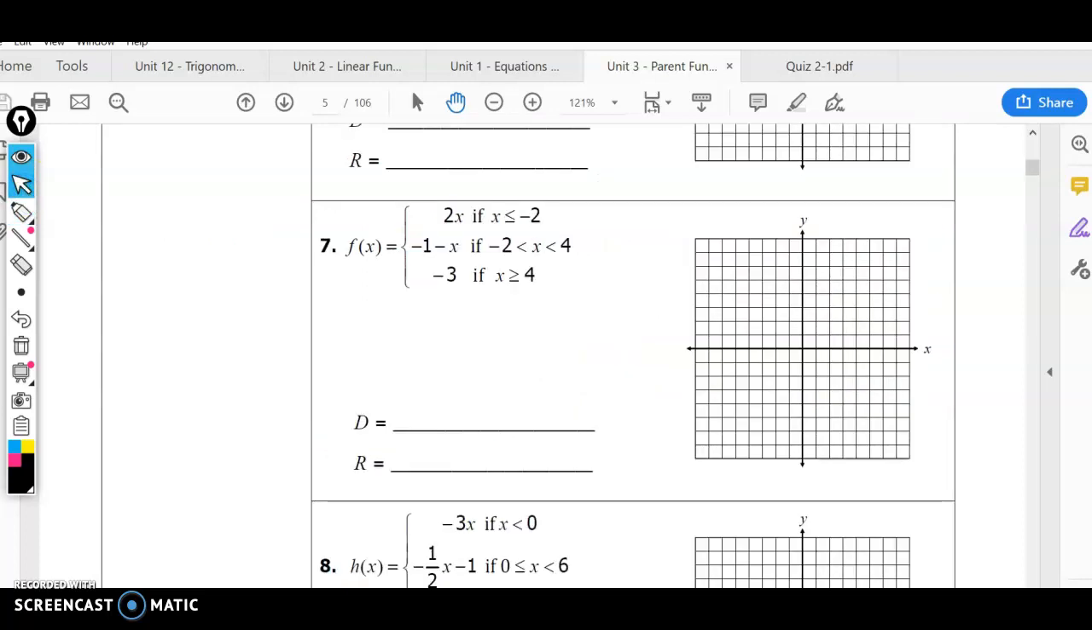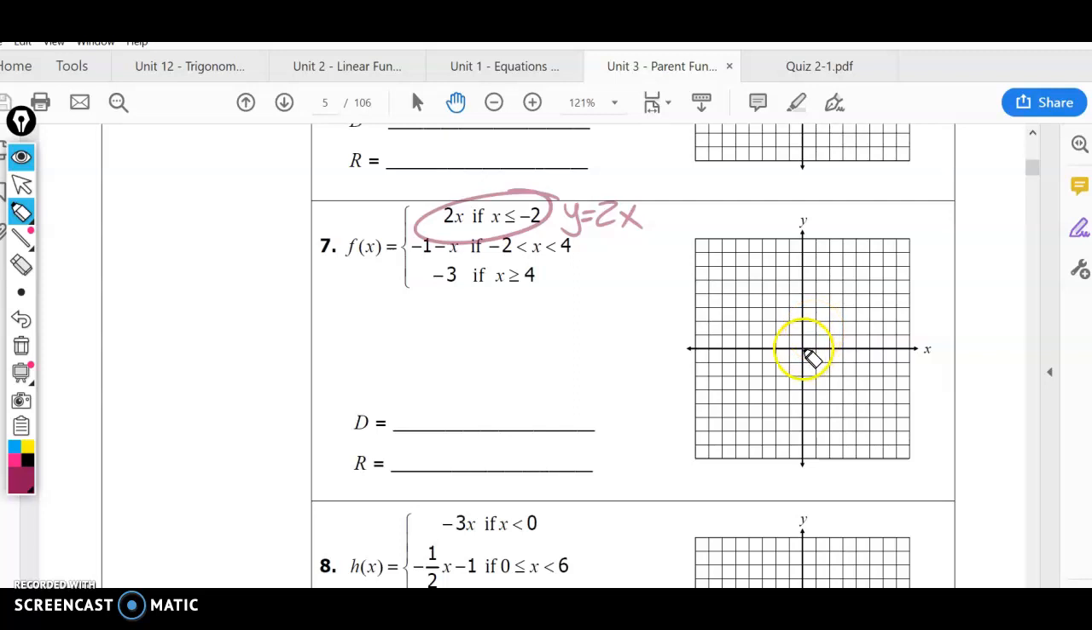Let's move on to another one. Number 7's a good one because it has 3 pieces and a little bit of everything. Let's graph this in 3 parts. Let's graph y equals negative 2x, or excuse me, positive 2x. Let's see what that looks like when x is less than or equal to negative 2.